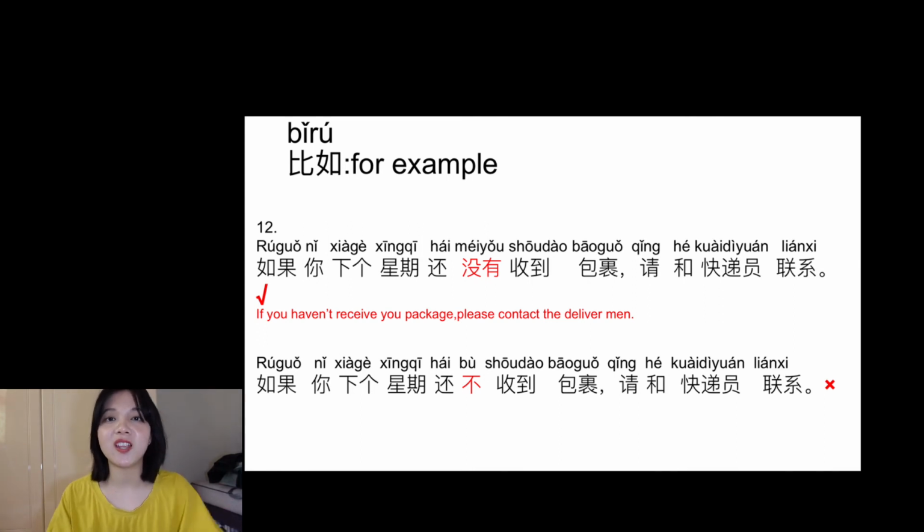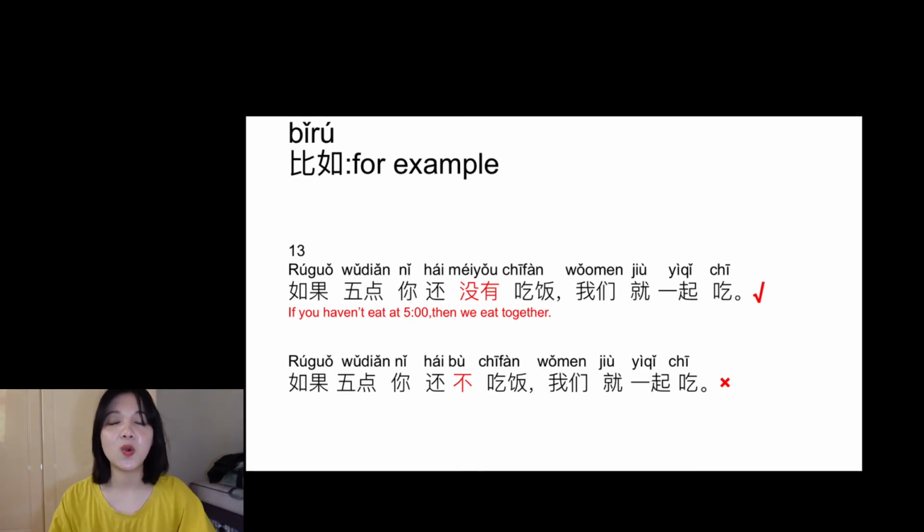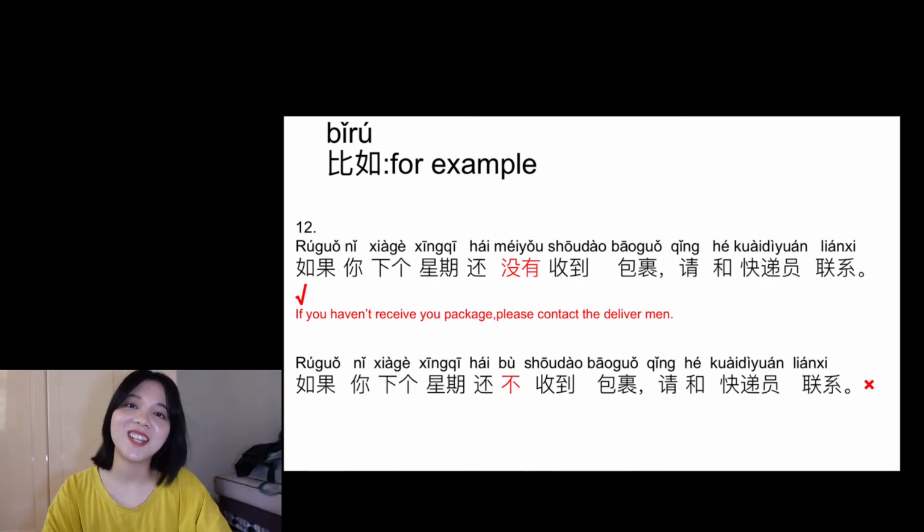If you haven't received the package, please contact the delivery guy. In here, you can't use 不. One more example. 如果5点你还没有吃饭，我们就一起吃。This sentence means if you haven't eat on 5 o'clock, then we will eat together. So 5 o'clock is something happen in the future. So we make it a hypothesis. And it's the same, you can't use 不 here. Try to review the sentence one more time.